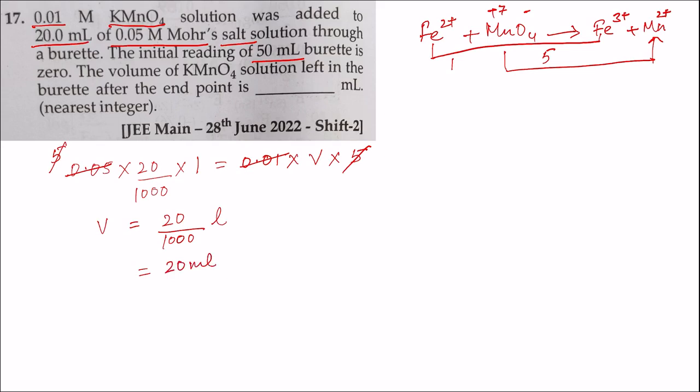So volume of KMnO4 used in the titration is 20 milliliter. Volume of KMnO4 present, that is initial volume, is 50 milliliter. So volume of KMnO4 left in the burette is initial volume minus volume used in titration, which is equal to 30 milliliter. So volume of KMnO4 left in the burette after the end point is 30 milliliter.